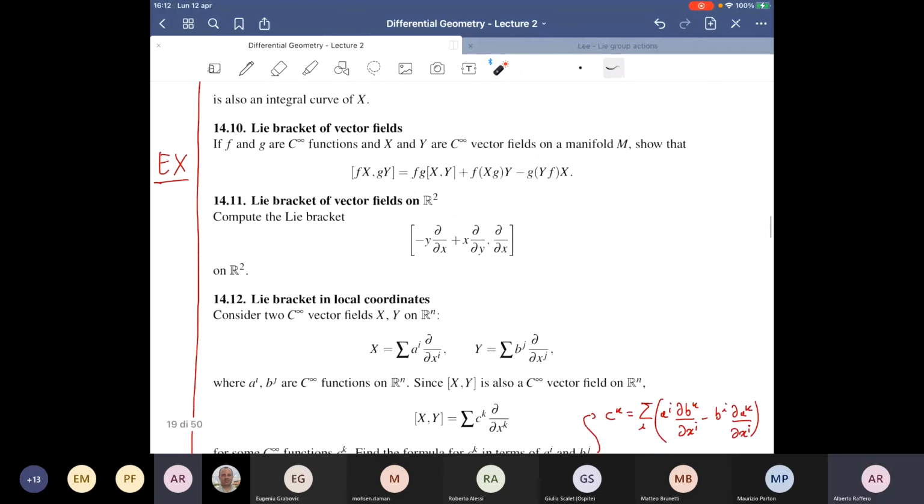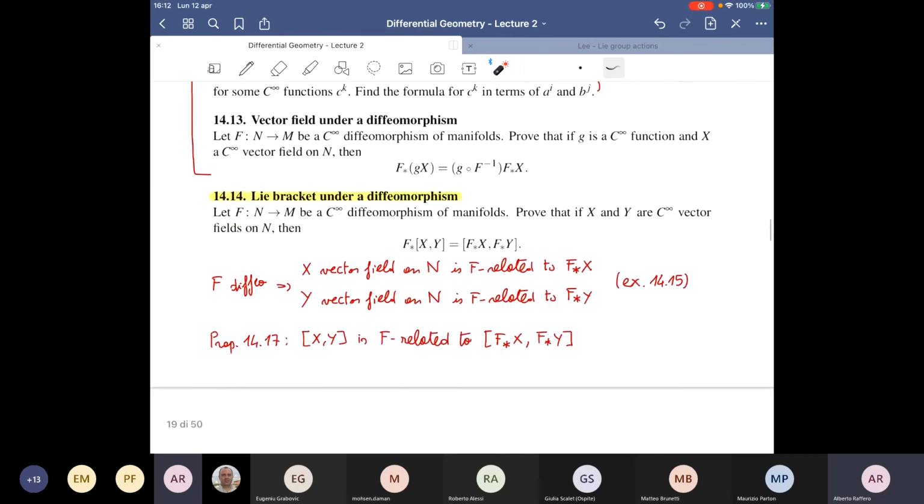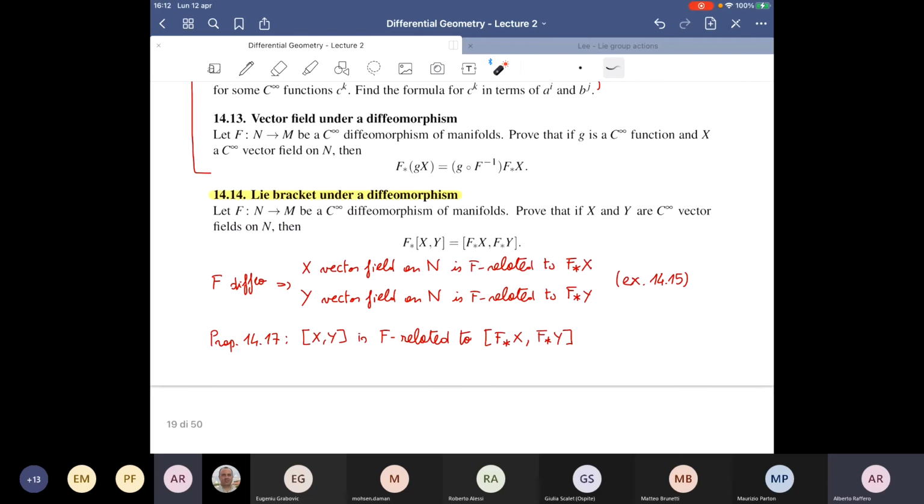And there are also some nice exercises involving the brackets of some simple vector fields, both of theoretical nature, such as this one, and of practical nature. So compute the bracket of two smooth vector fields on R2.